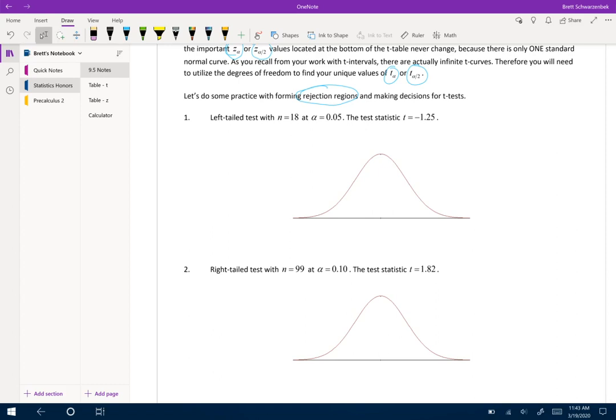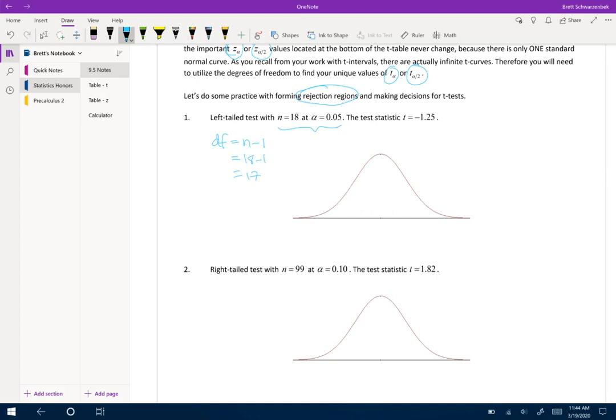Okay, well, first things first, we want to concentrate on these two values. On a left-tailed test where n is equal to 18, we know from previous studies that degrees of freedom is equal to n minus 1. So therefore, we have 18 minus 1, which is equal to 17. Now we have a degrees of freedom of 17. We also have a one-tailed test.